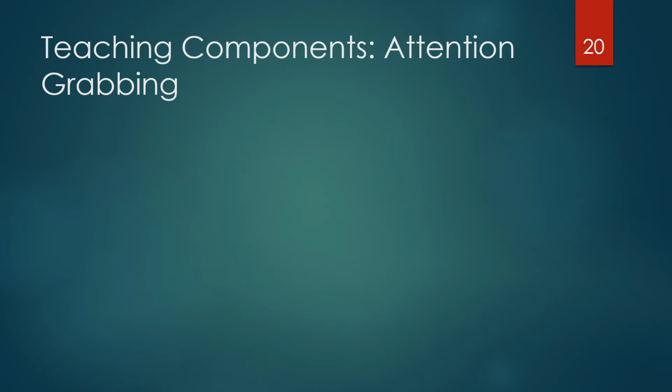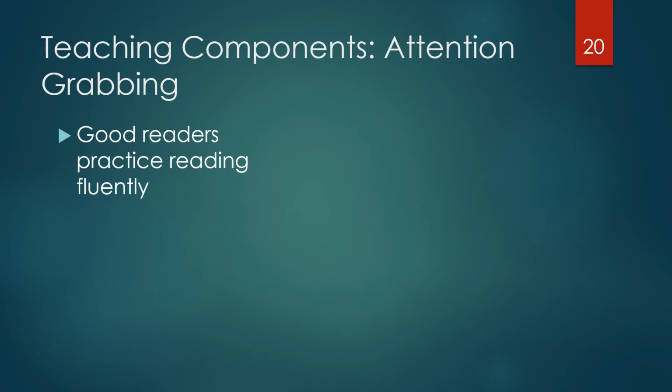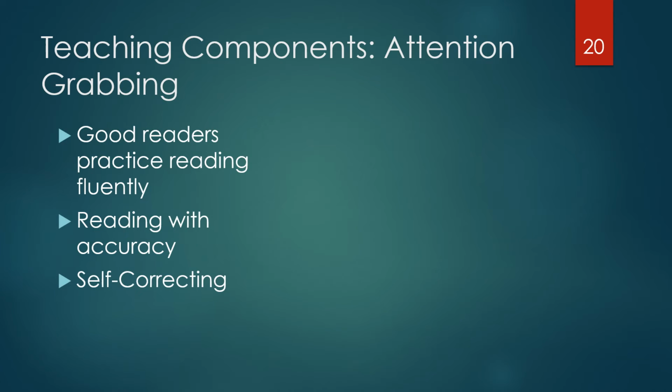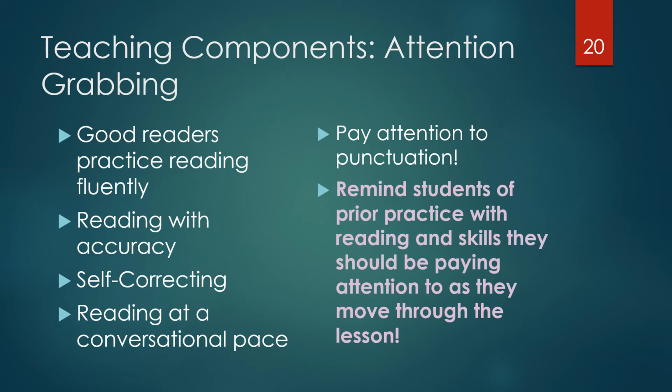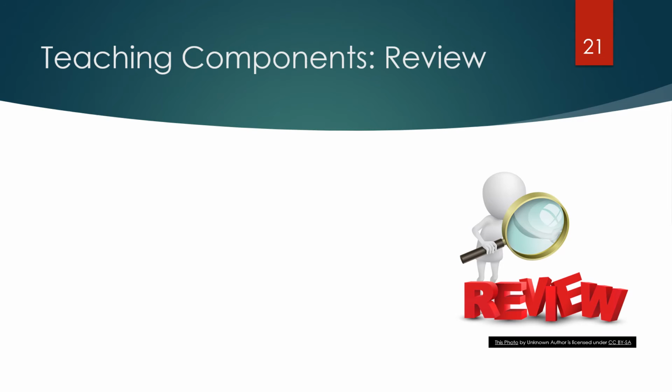Grab student attention by explaining that good readers practice reading fluently. They read with accuracy, or read only what is written. They practice self-correcting any words they make a mistake on, and they also read at a good pace, like they are speaking with a friend. Punctuation helps to know when to pause. This is meant to remind students of what they have learned so far and what skills they should be paying attention to as they begin reading.